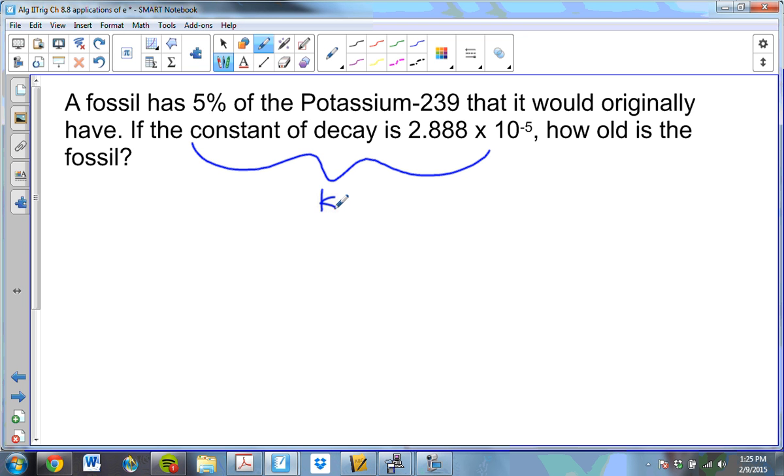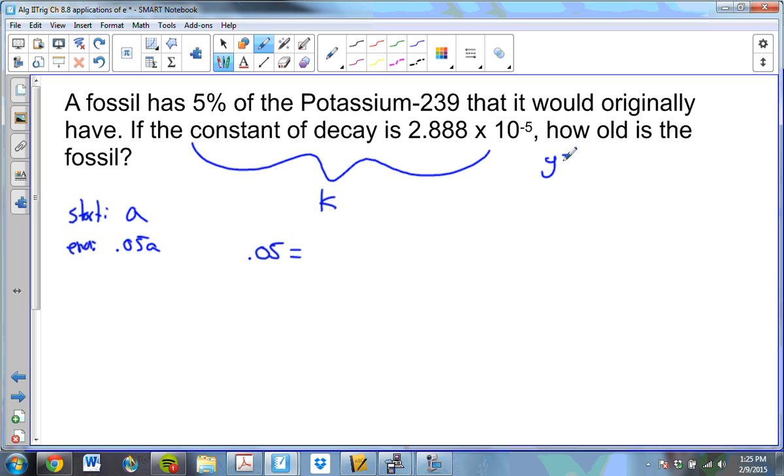Well, basically I know that if my starting amount was a, I'm going to end with 0.05 of a, because that's 5%. If we've lost 95%, we're keeping 5%. We have 5% of the stuff remaining. So I can really just set up the equation 0.05 and not worry about the a values.